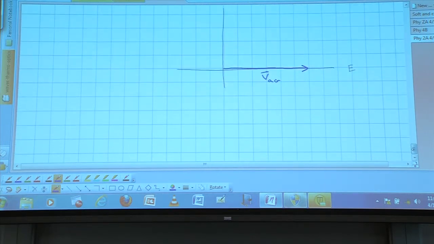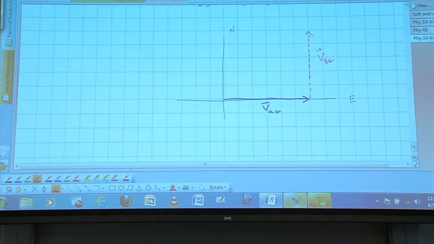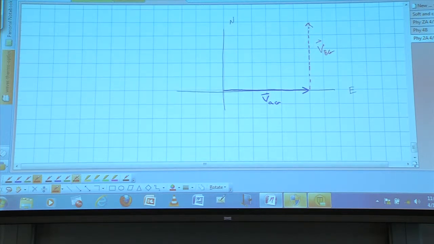So let me put in here first what the velocity of B with respect to the ground is. The velocity of B with respect to the ground is this one. So the opposite of that is what? It's this one, right? Flip it. Flip it 180 degrees.